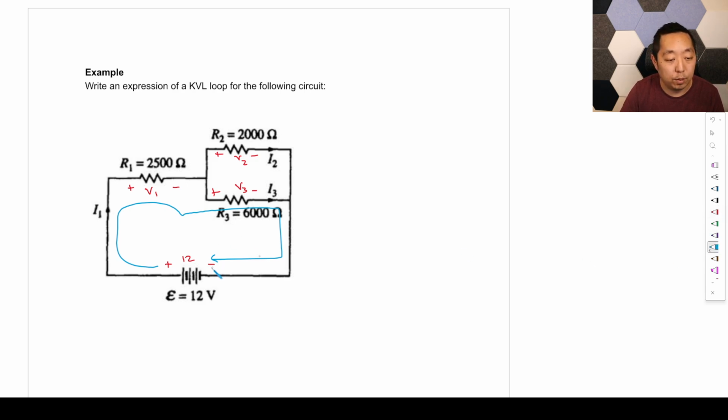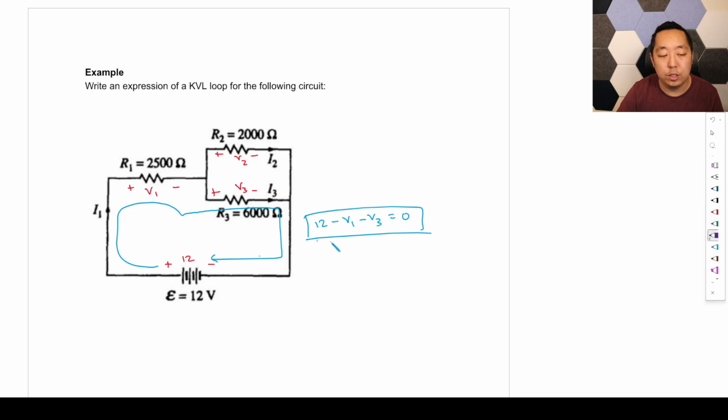So what would that look like? Well, we're going to go up 12 from negative to positive. We're going to go from positive to negative, so it's going to be minus V1. Then we're going to go from positive to negative, so we're going to do minus V3. Because we're traveling in a direction in this loop, the clockwise direction that I've drawn, and that's going to equal 0.